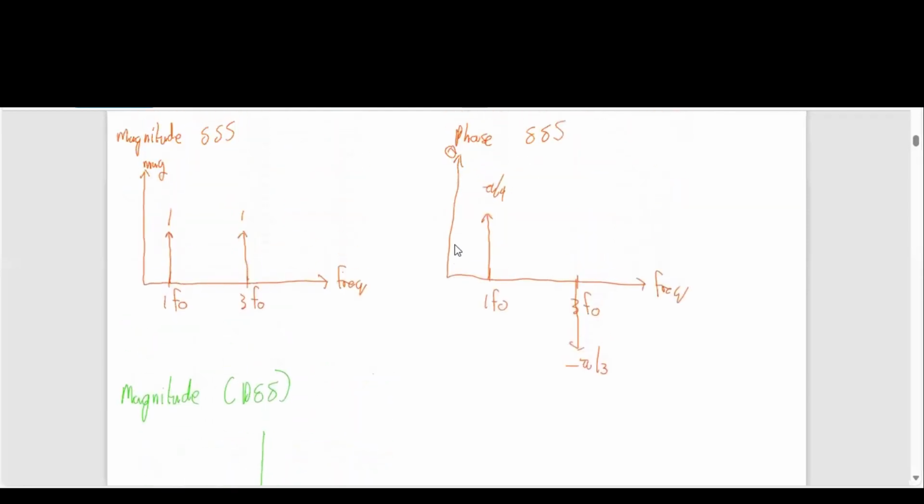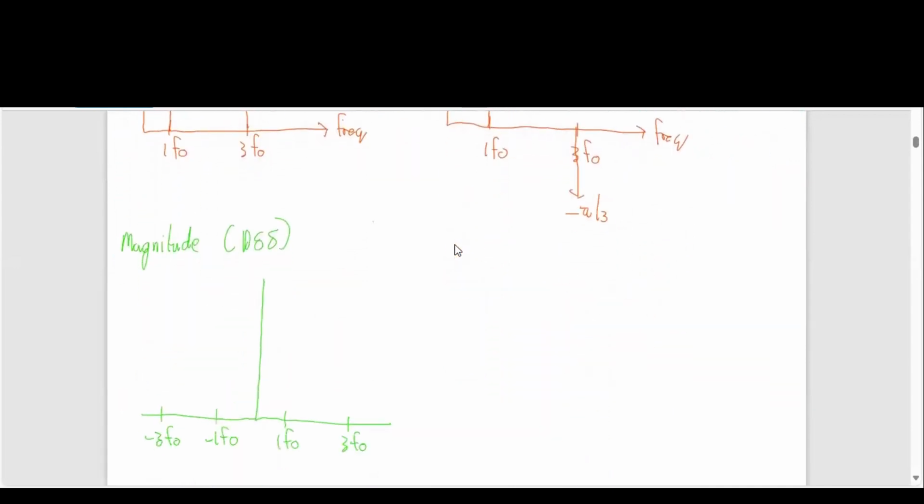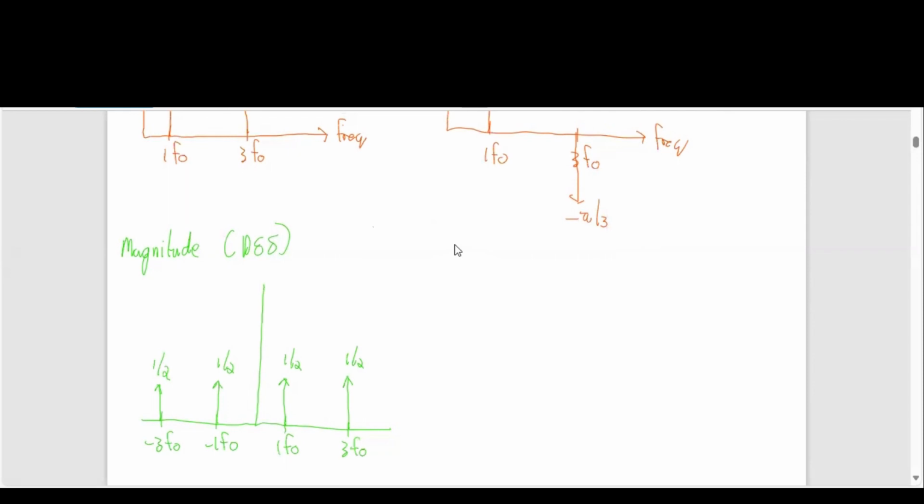So now we need to get the magnitudes. As you can see, all of them are a half. So this will go up to a half. This will go up to a half, a half, and a half, right? And obviously, to label, don't forget to label the axes: magnitude, and this is frequency.